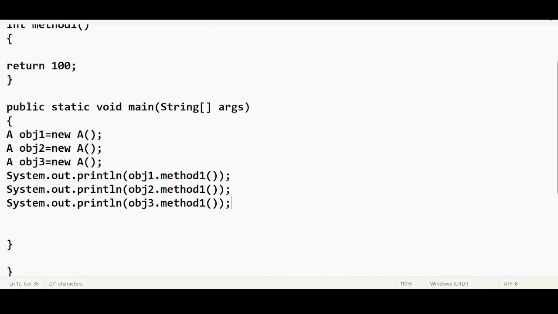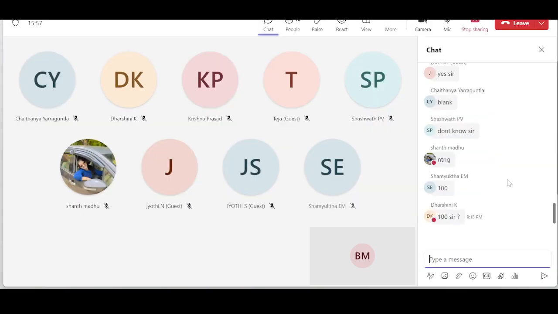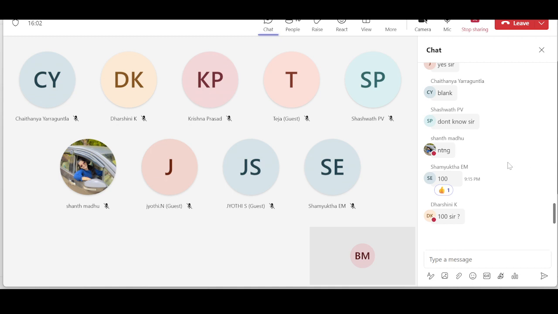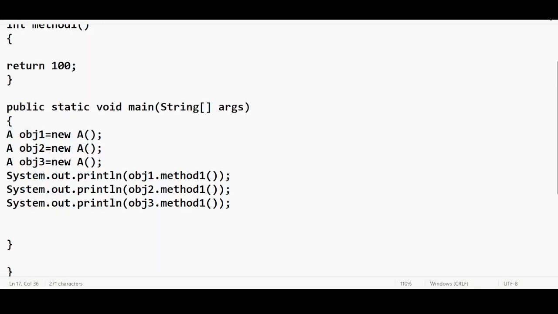Why are you saying don't know? Tirumala, why are you not answering? 300s you will get. Good, Samyukta. 300s you will get. Why 300?